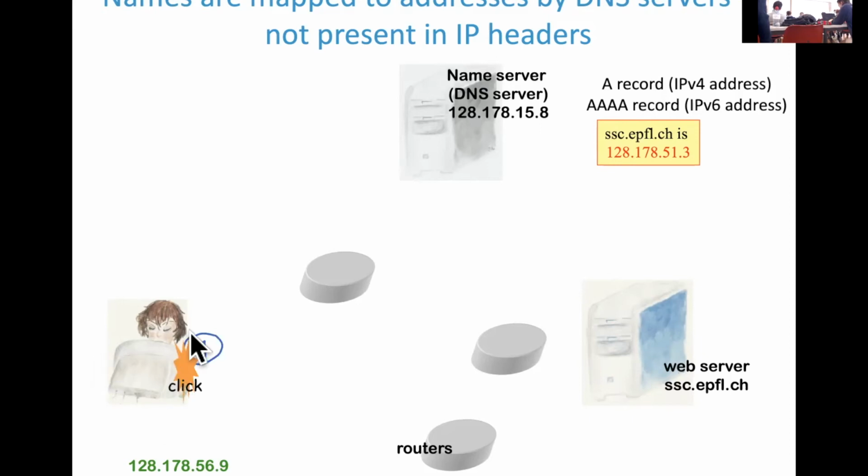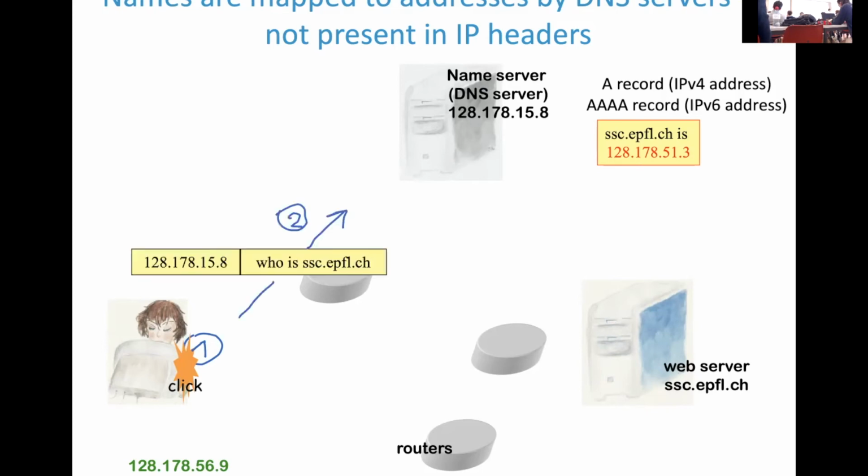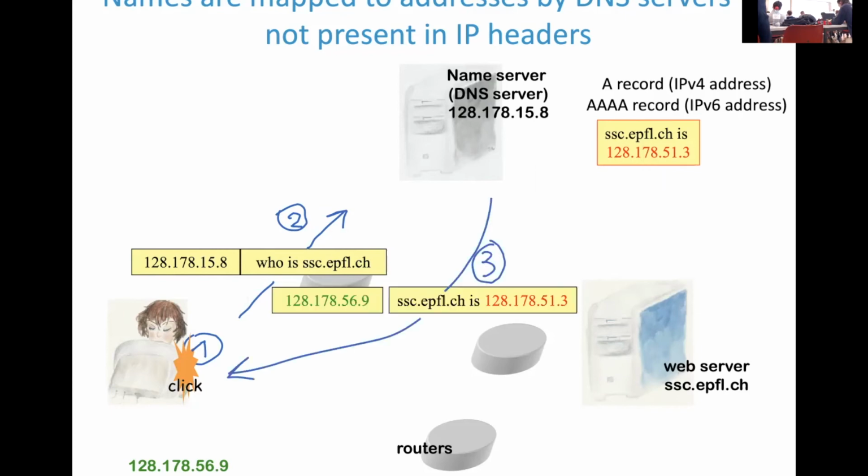So whenever a user clicks on ssc.epfo.ch, the computer must find out who this ssc.epfo.ch is. It will send a DNS request to the DNS server. The request is very simple. You literally ask, who is this ssc.epfo.ch? The DNS server will receive this message. It will say that someone is searching for this website, and I have it in my repository. So I will send a DNS reply to this guy: this is the address of this website.